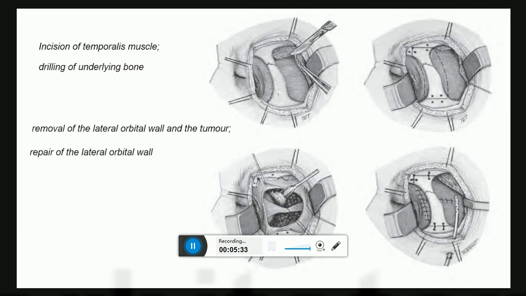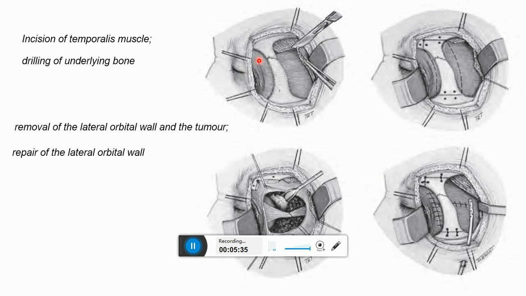The temporalis muscle is incised, then the underlying bone is drilled for subsequent wiring, then the lateral orbital wall is removed and the tumor is excised, including a margin of adjacent tissue and periorbita. Then the lateral orbital wall and the temporalis are repaired.